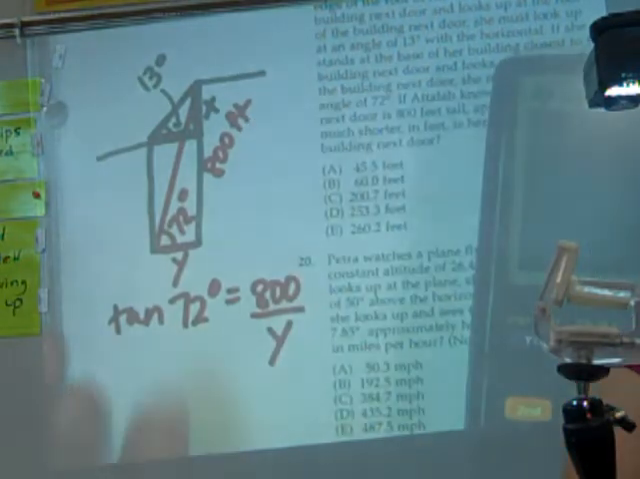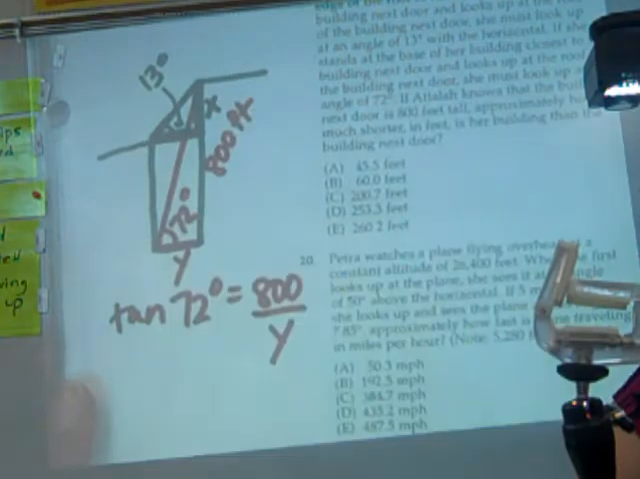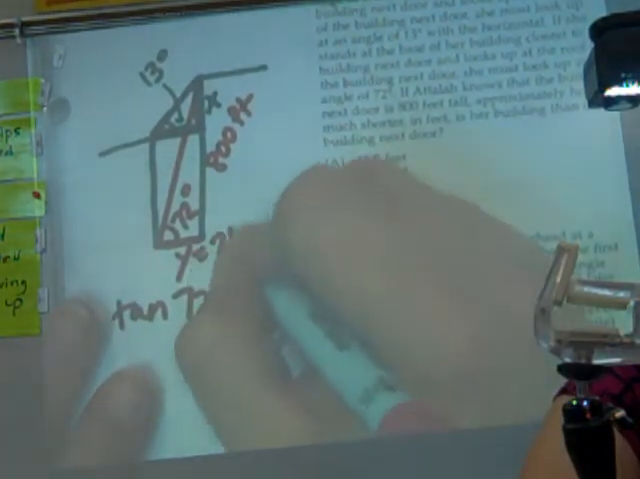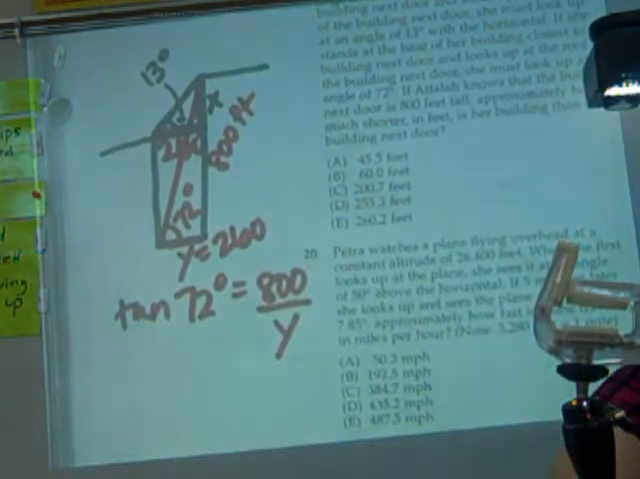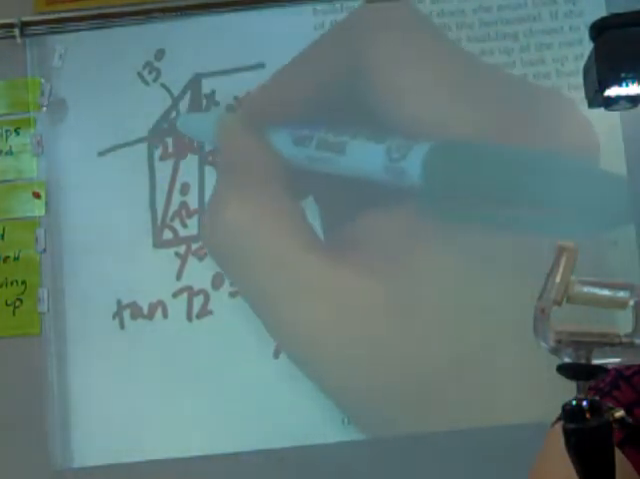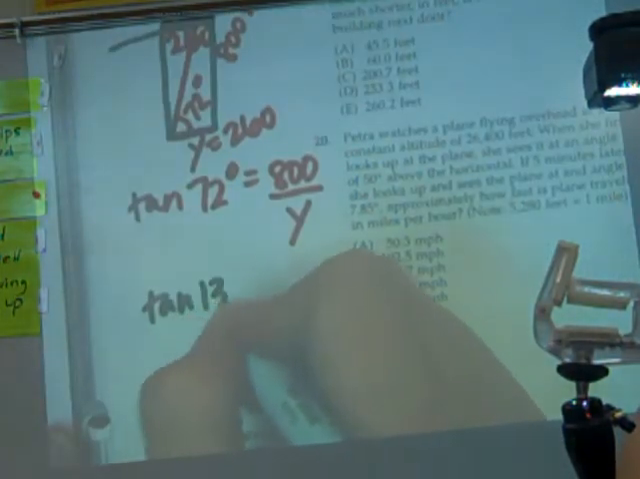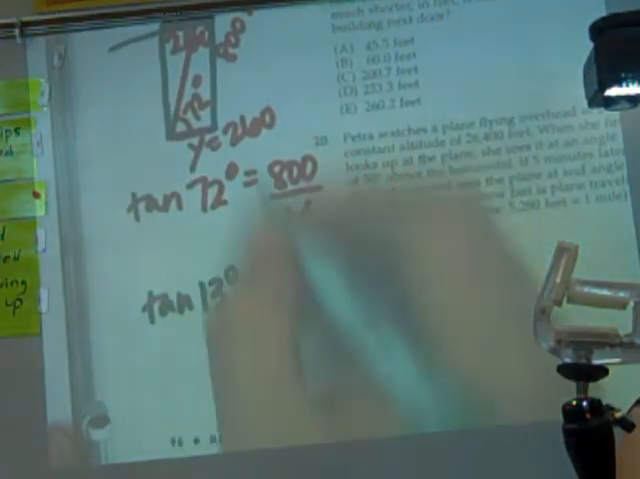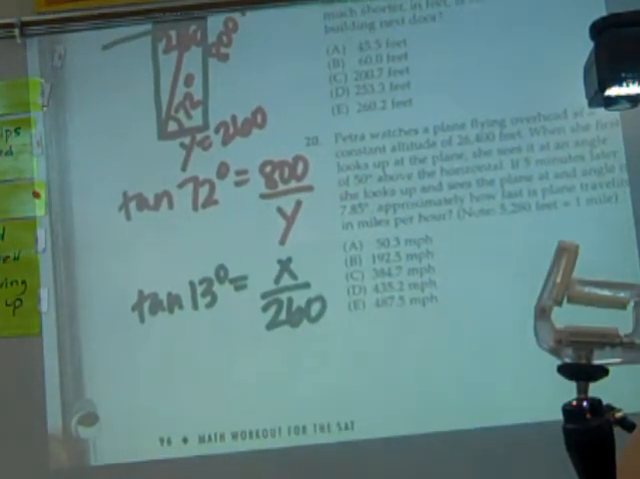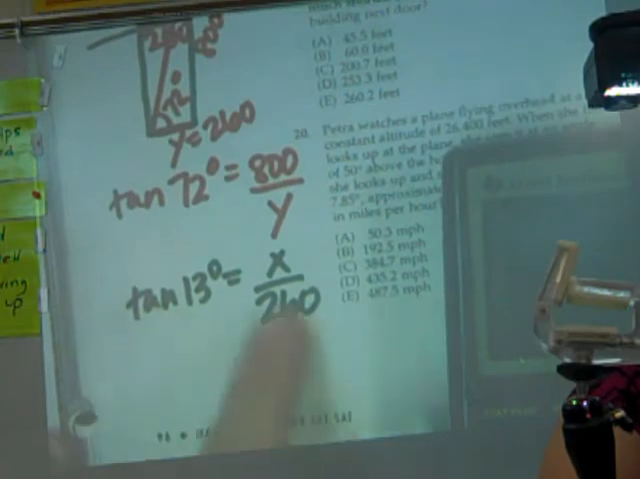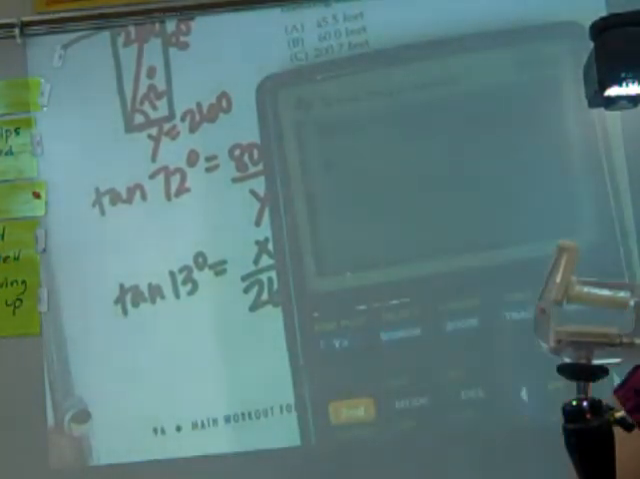So this distance in here is about 260 feet if you round it. So the buildings are about 260 feet apart. And so once you know that, now you can come up to this other triangle. And in this triangle, you've got the tangent of 13 degrees is opposite over adjacent, and we just found the adjacent was 260. So you'll multiply now to get x. 260 times the tangent of 13.